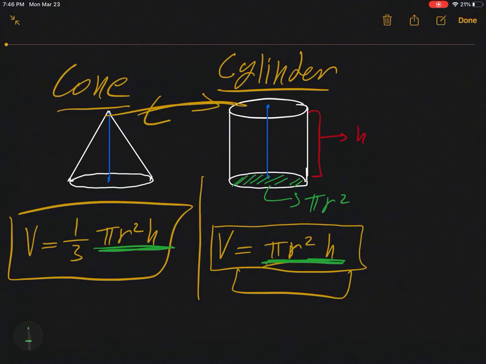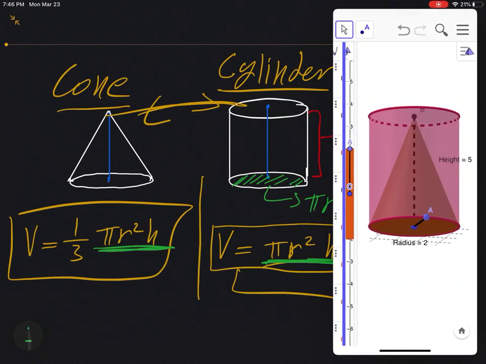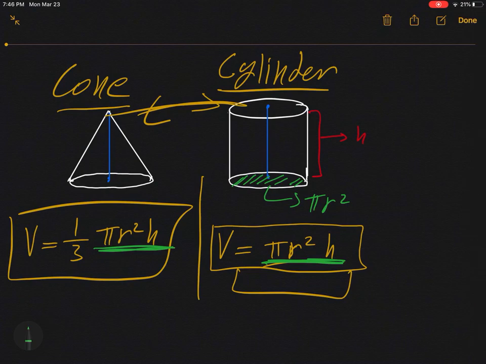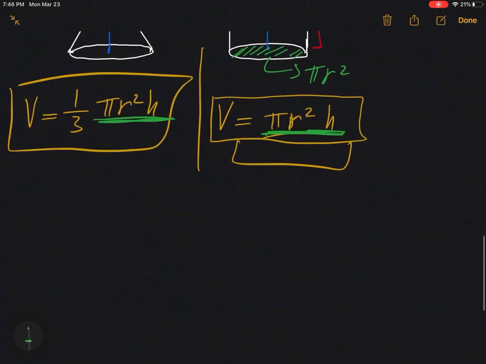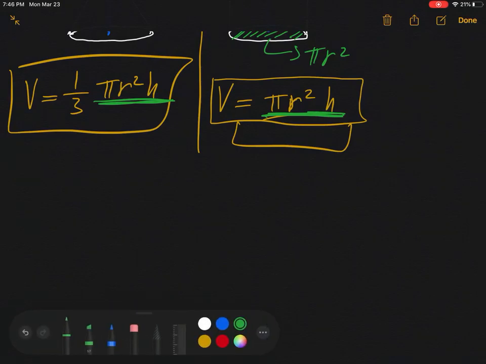Okay, the easiest way to memorize that is just to memorize that the volume of the cone is just 1/3 of the volume of the cylinder that contains it. So you just memorize one formula and one concept. Great. So let's look at an example now.